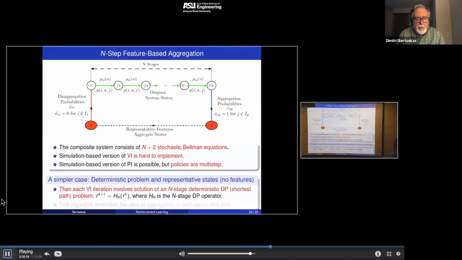Now here's a simpler case that I'm going to focus on: a deterministic problem in the representative states. No features. So from a representative state, I go to a true system state, the same state, and then I move deterministically across. I end up, after the end of n stages, at some original system state, which I interpolate with a disaggregation and go down to the representative features here.